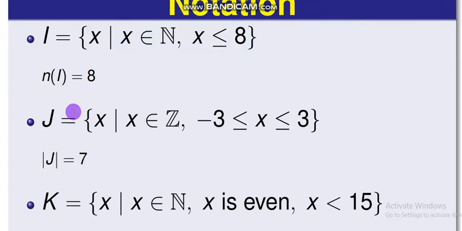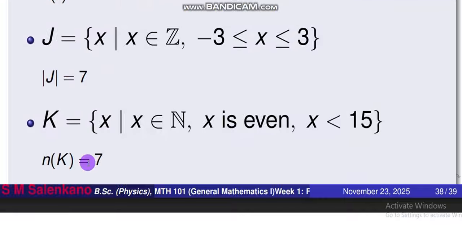Then second example, J is a set of x such that x belongs to the set of integers. Remember, integers are whole numbers. 0 is included, and you can have negative integers and positive integers. And then this one gives us the range of the values of x from -3 to 3. So you can count -3, -2, -1, 0, 1, 2, 3. Sorry, you have 7. Okay, if you count, you see that you have 7. So the cardinality of set J is 7.